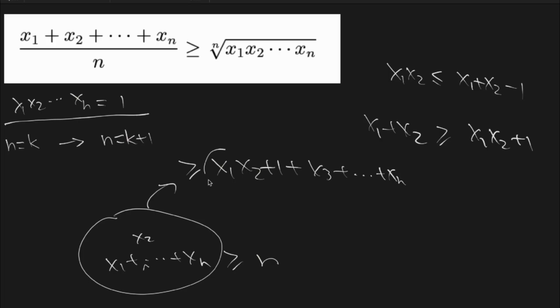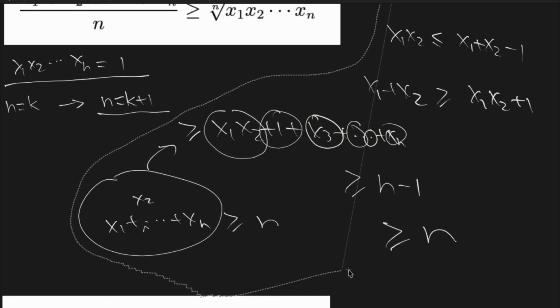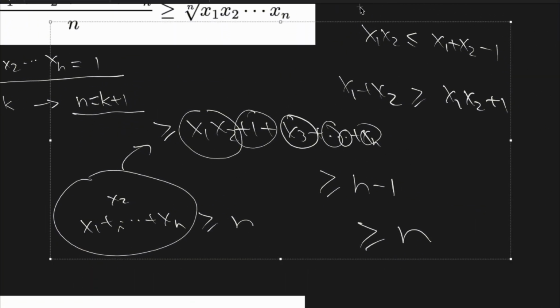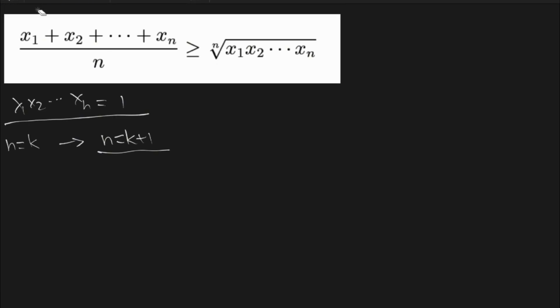And what's neat is that if we take a look at all these terms, we know that their product is equal to 1. Hence, their sum, by our induction hypothesis, has to be greater than or equal to n minus 1. And if we add 1 back, then this has to be greater than or equal to n. And so we have completed the inductive step, and so the AM-GM inequality does indeed hold for all n. And so we have proved the AM-GM inequality.